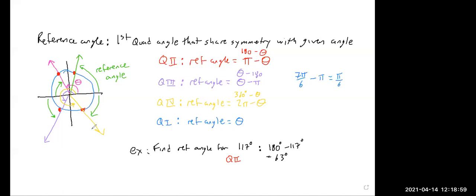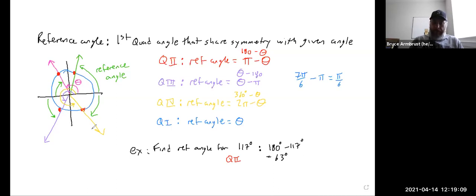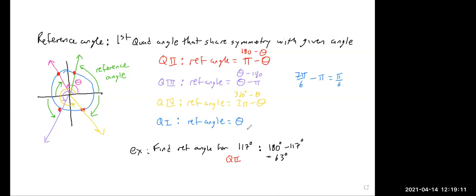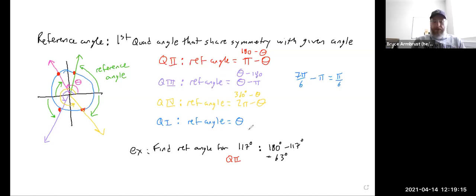Real quick, can I ask a question? Of course. For quadrant 4, the reference angle formula, is that 360 minus theta? Yeah. Yep. Okay. And the 360 is just coming from the fact that it's a full circle in degrees, full rotation.